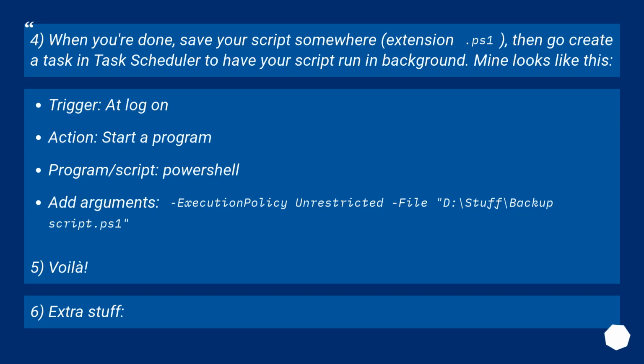4. When you're done, save your script somewhere, extension .ps1, then go create a task in Task Scheduler to have your script run in background. Mine looks like this. Trigger, at logon. Action, start a program. Program/script, PowerShell. Add arguments, -executionpolicy unrestricted -file d:\stuff\backup script.ps1. 5. Voila! 6. Extra stuff.